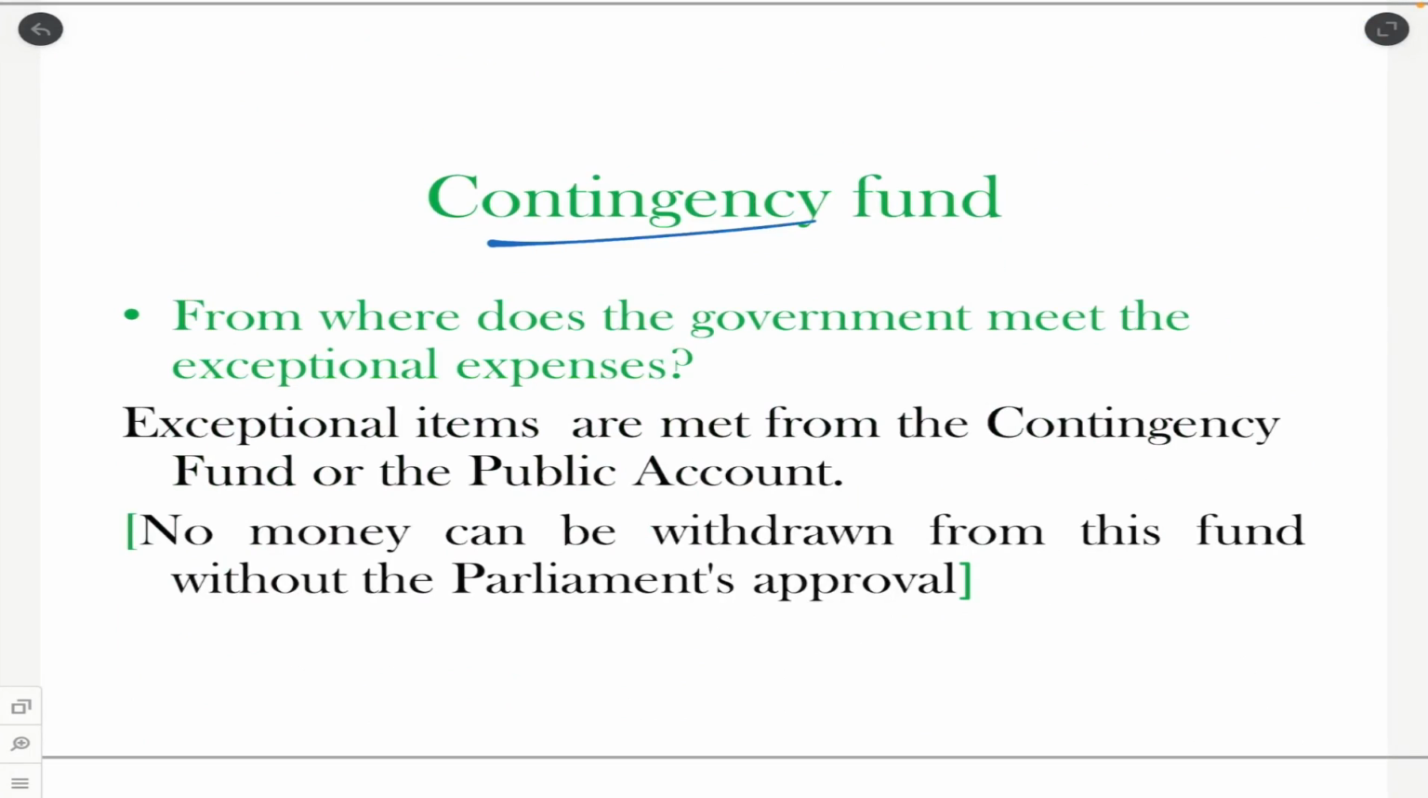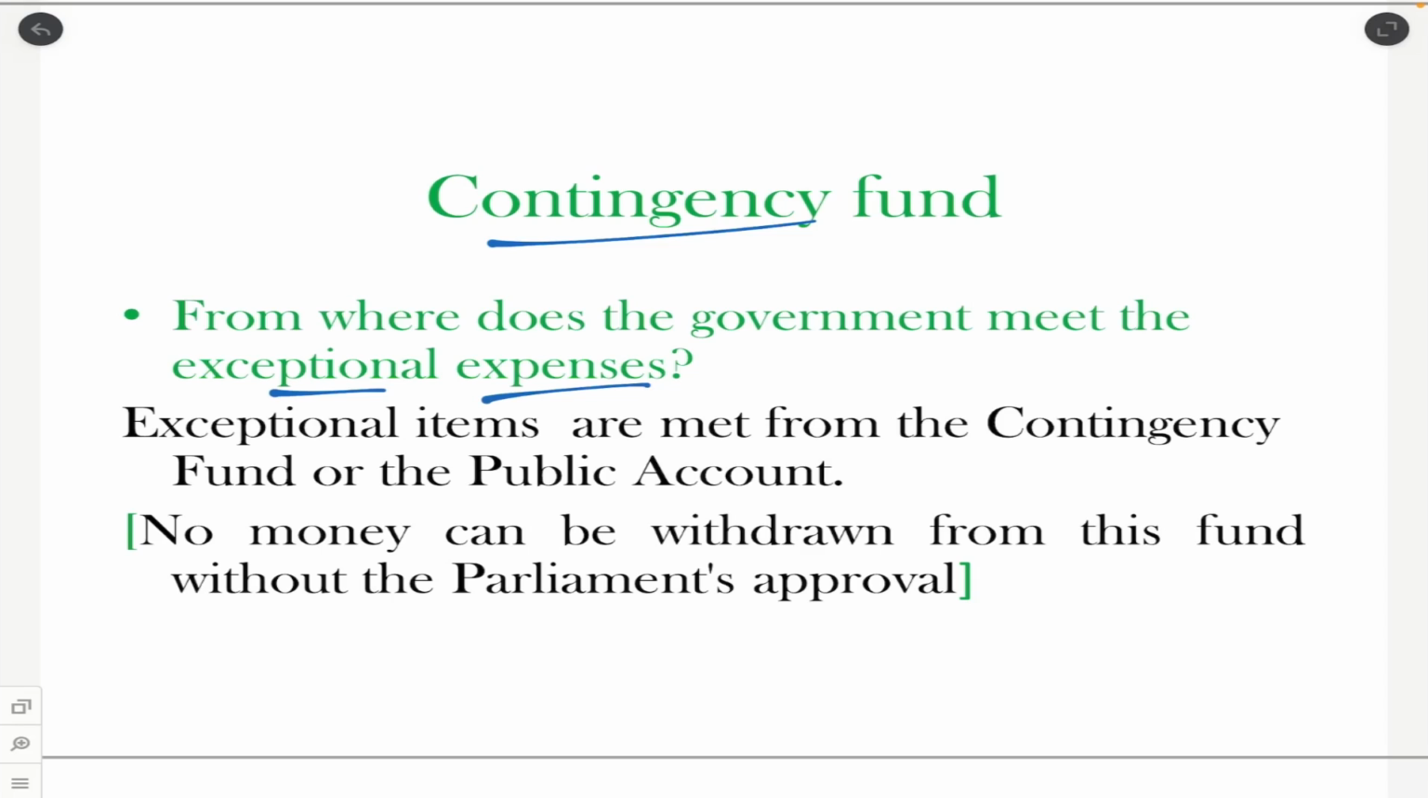Contingency fund. The word itself tells you: contingency. So it is a plan B, right? If something goes wrong, we are ready with something else. From where does the government meet the exceptional expenses? It means that something happens all of a sudden which none of us would have even thought about. That kind of an event happens.